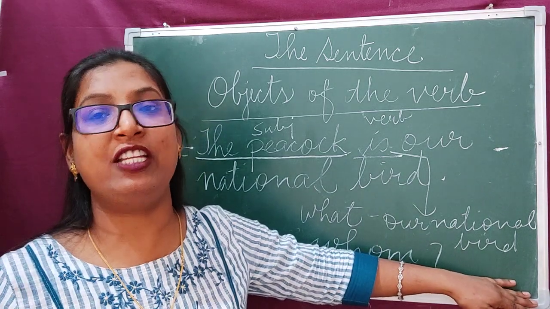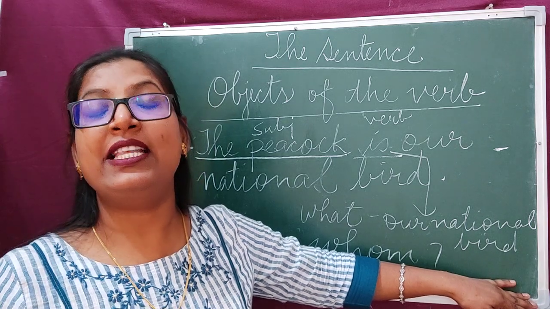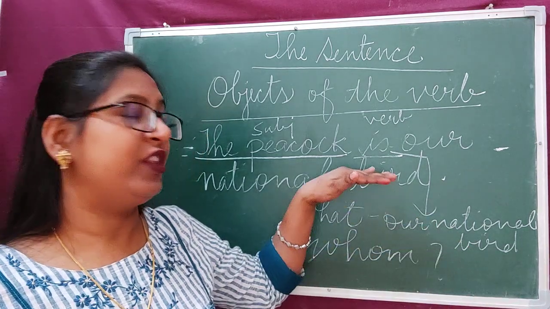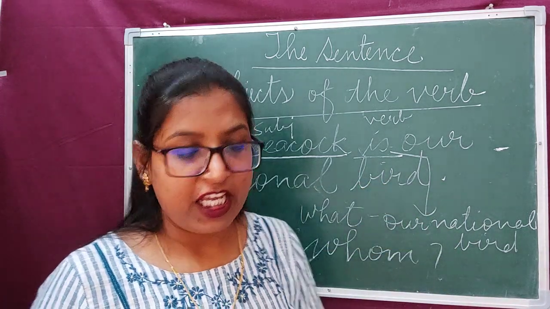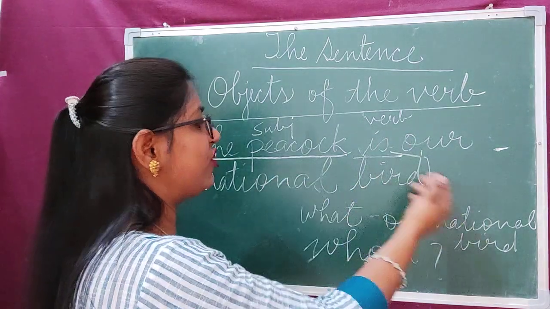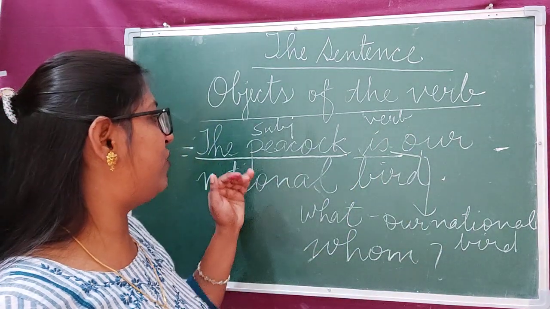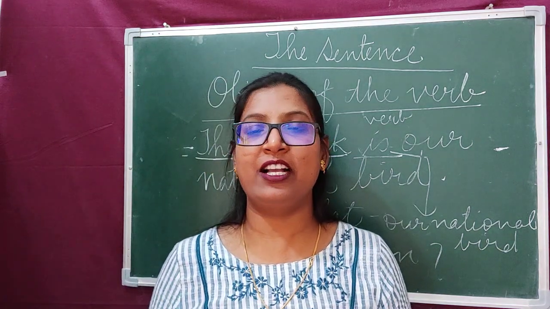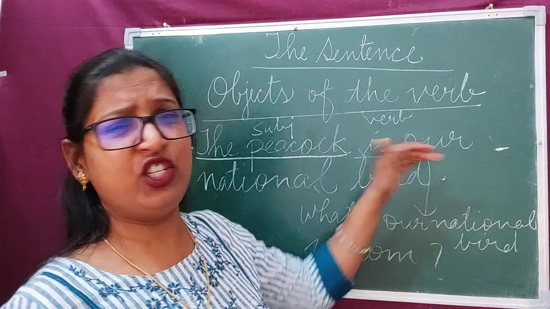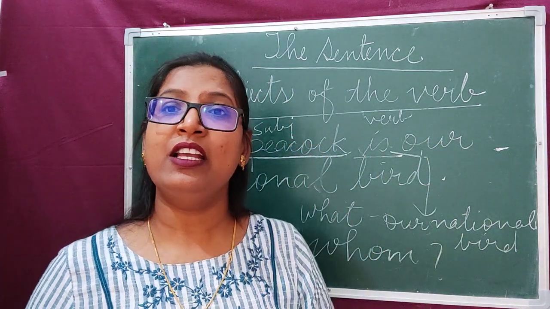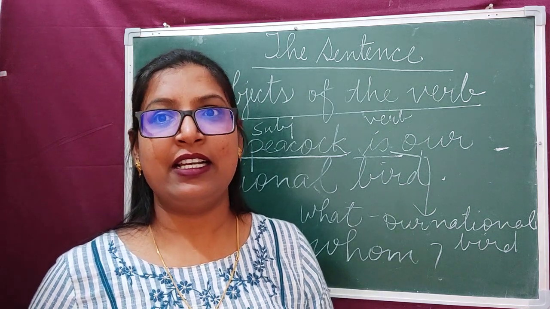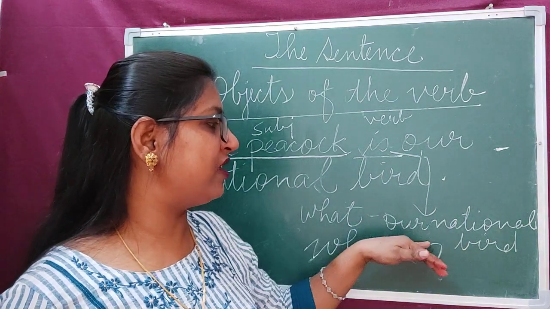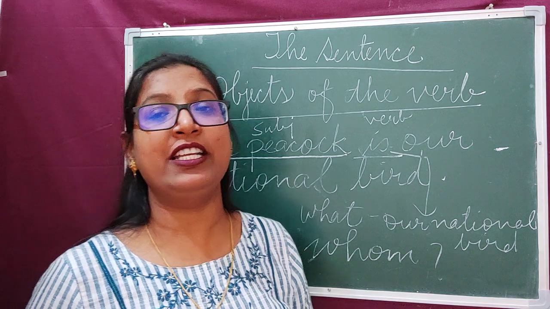It's not an object. What is it? It is a complement. Complement means group of words which are helping the verb to complete its meaning. If I erase the words our national bird from this sentence and say only the peacock is, will you get the complete meaning? No, we won't get the complete meaning. So these additional words are giving the complete sense. Clear? So we can say our answer of what is not the object, but it is a complement.